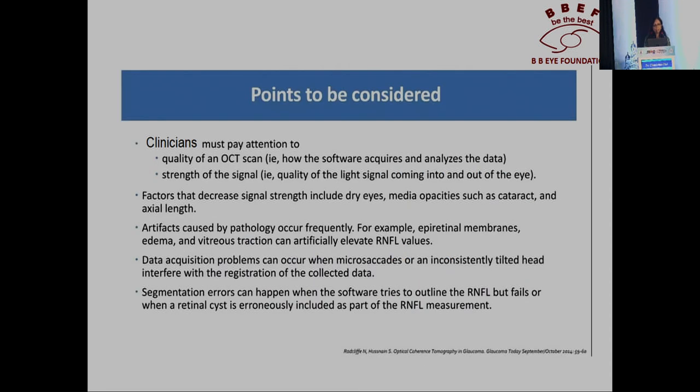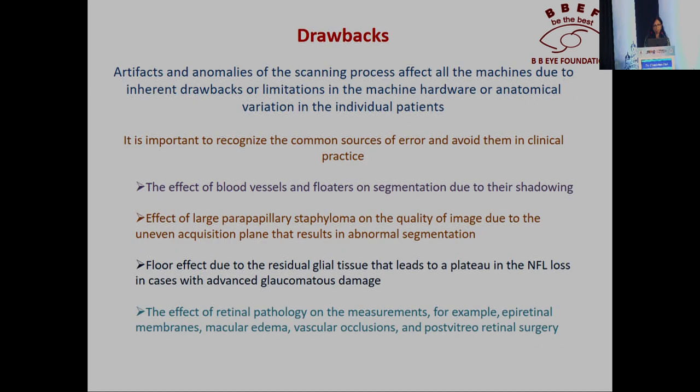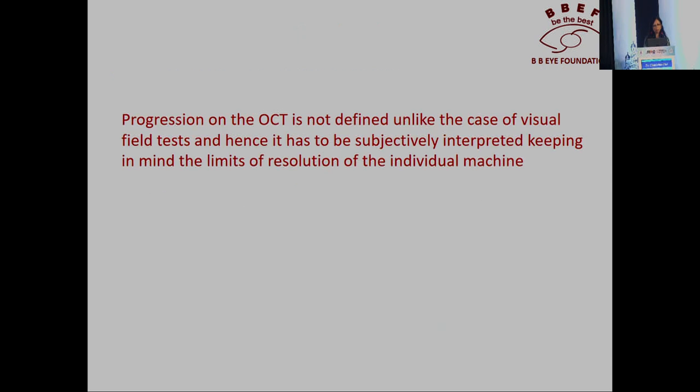So points to be considered: clinicians must pay attention to the quality and the signal strength. Factors that decrease signal strength, I've spoken to you already about: artifacts in data acquisition and segmentation errors. The artifacts and anomalies of the scanning process affect all the machines due to inherent drawbacks or limitations in the machine hardware or anatomical variations in the individual patients. So it's important to recognize the common sources of error and avoid them in clinical practice. These I've already spoken to you about.